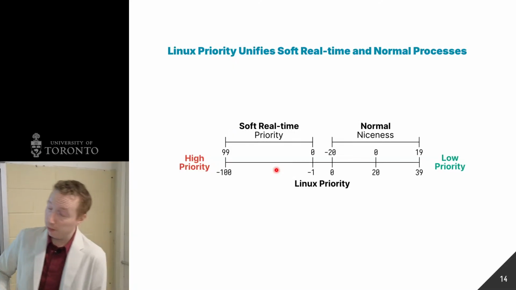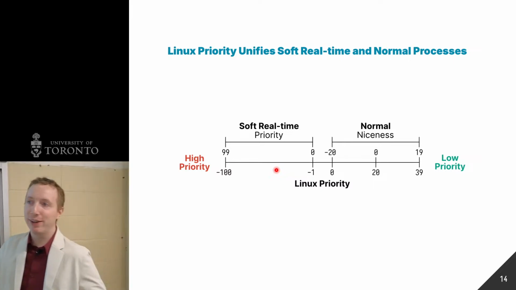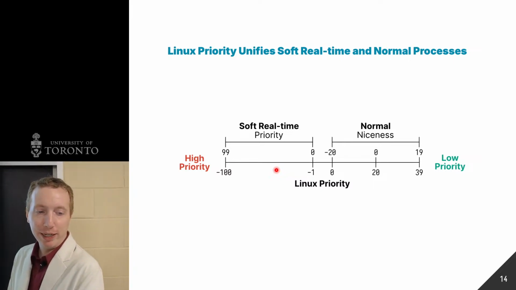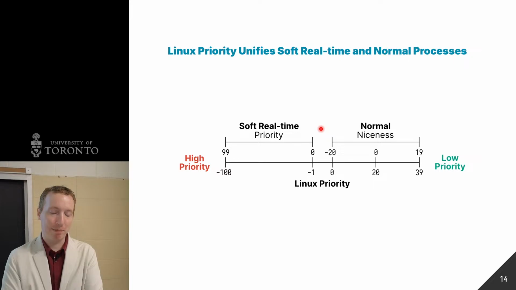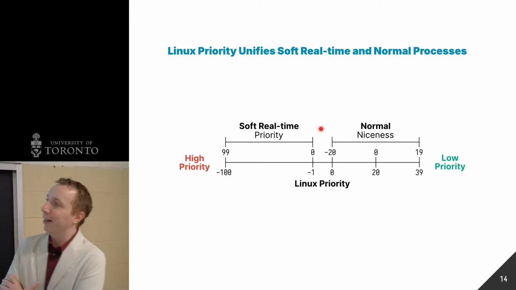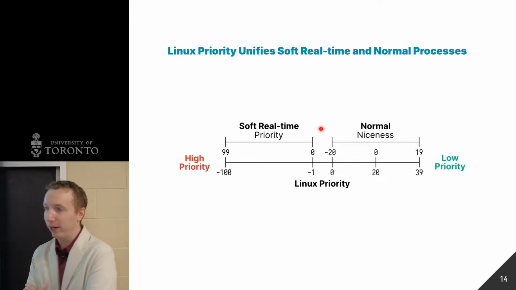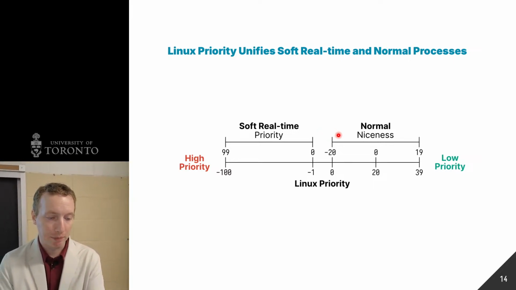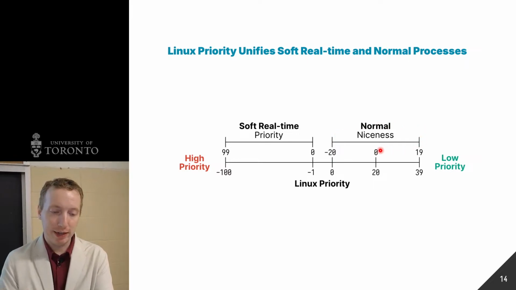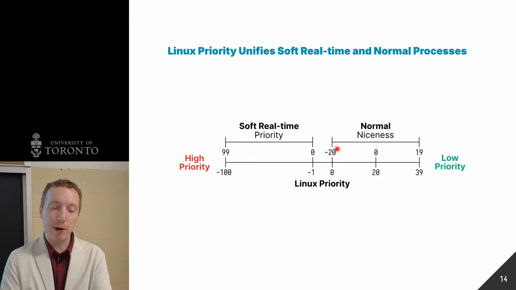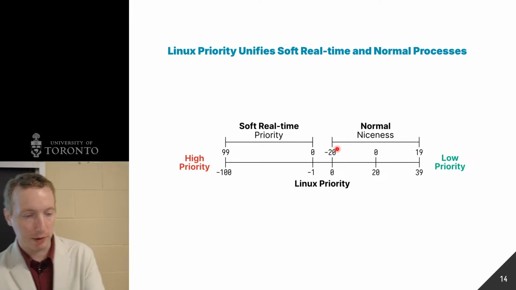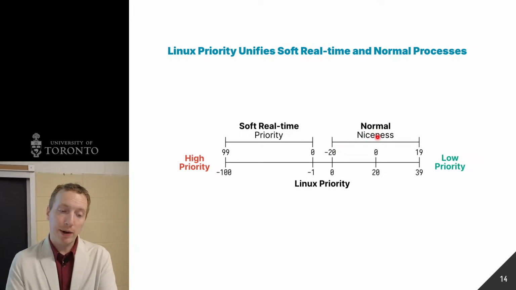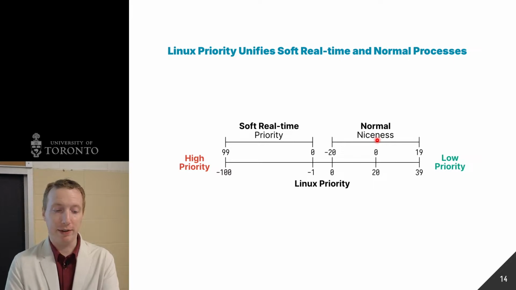So Linux tries to unify both the soft real-time priority and normal processes. Bear with me for a moment, because this is kind of annoying. It's like, hey, there are two competing standards. Let's create a third, and that will make things much better. So the normal processes, let's stay in this little corner here, the normal processes that use the normal scheduler that we will talk about later, their priorities are called niceness. They range from -20 to 19.